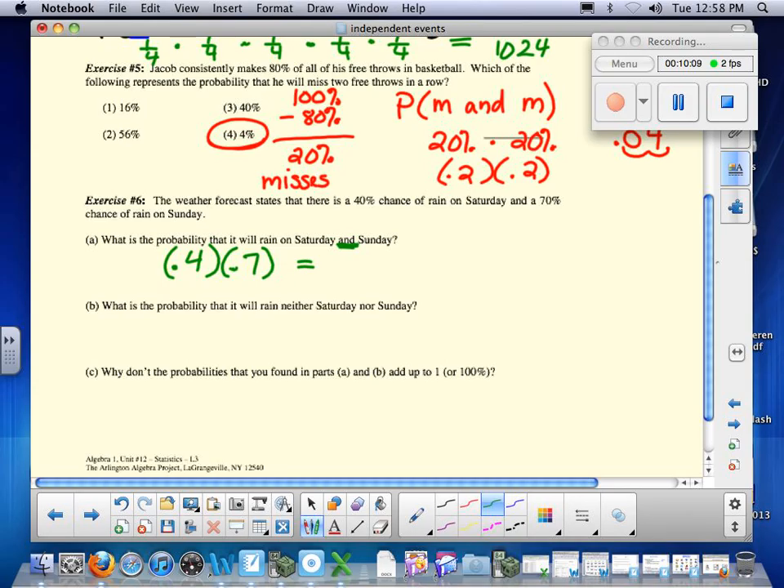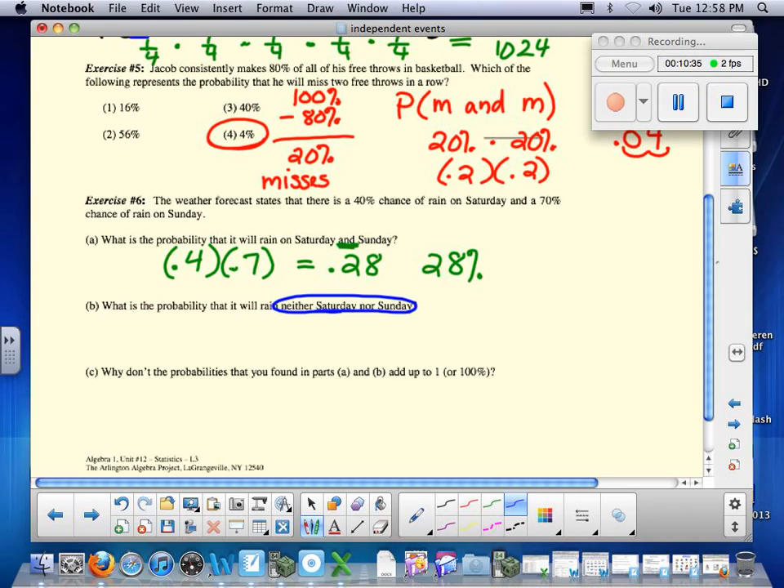I jumped right to decimals on that. What is that probability? Okay, 0.28 or 28%. Letter B, what's the probability that it will not rain on Saturday or Sunday? Let me just subtract that from 100.